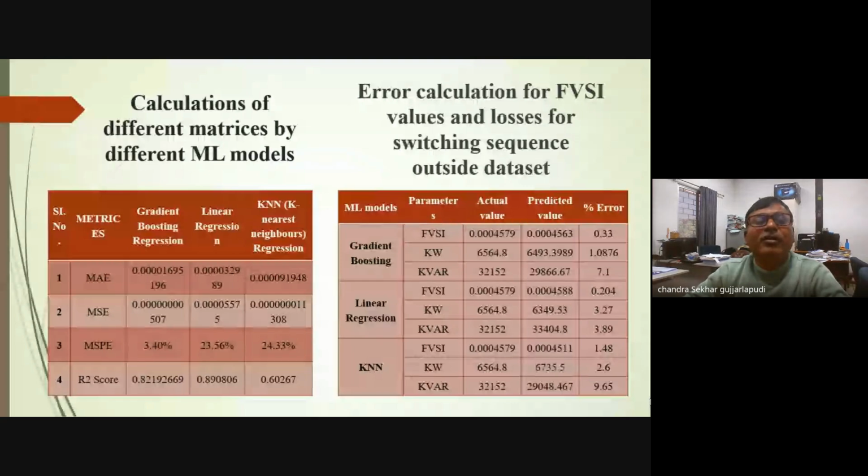So for a particular problem or for a particular data set, one model may work, one particular machine learning algorithm will work better, maybe another machine learning algorithm will not give the better result. So from this experience we have learned that that is true, and gradient boosting regression model is giving the better result compared to linear regression and other neighbor regression.